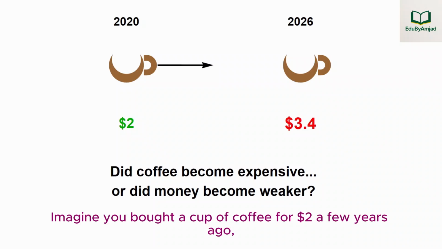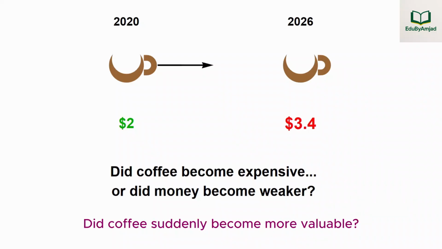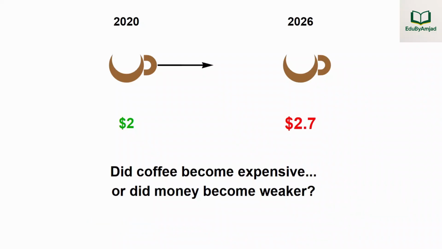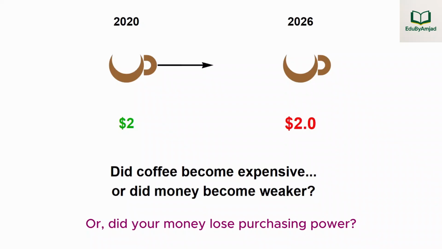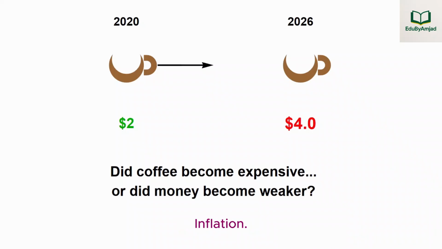Imagine you bought a cup of coffee for $2 a few years ago, and today the same coffee costs $4. Did coffee suddenly become more valuable? Or did your money lose purchasing power? That question takes us directly into one of the most important ideas in economics: inflation.